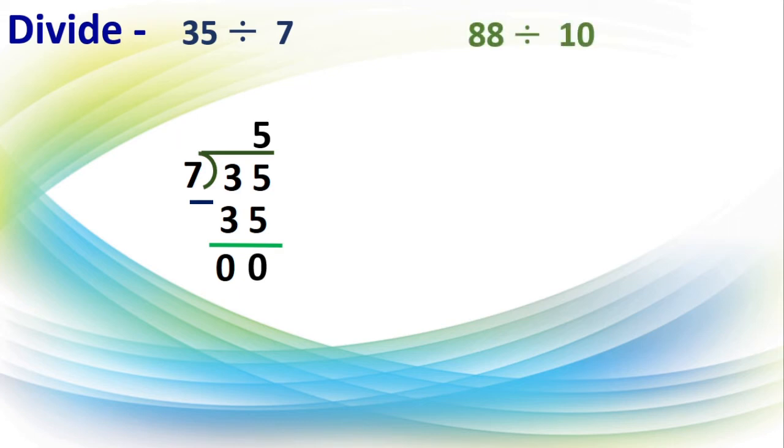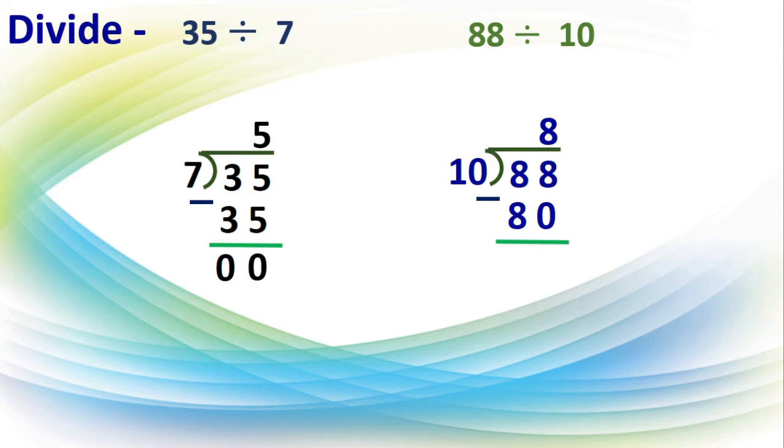One more. 88 divided by 10. See, 88 divided by 10. So you know 10 7s are 70, 10 8s are 80, 10 9s are 90. So we will go for 10 8s are 80. Correct? Now 88 minus 80 is nothing but 8. So here 10 is divisor, 88 is dividend, 8 is quotient, and this 8 is remainder. Right?